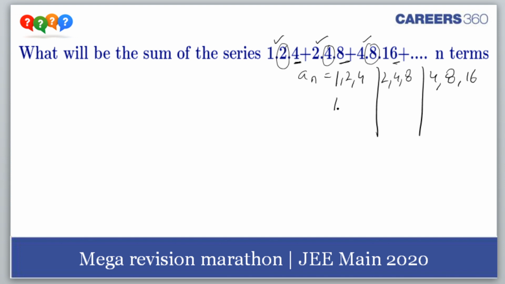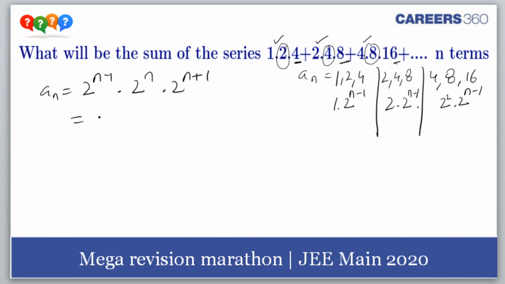Nth term here would be A R raised to power n minus 1. First term is 2, common ratio is 2, and for 1 I'll get 1, for 2 I'll get 2, n minus 1. Am I right? And this would be 2 of square into 2 raised to power n minus 1. So if I multiply it, I get 2 raised to power n minus 1, 2 raised to power n, 2 raised to power n plus 1. Am I right? So what do I get? I get 2 raised to power 3n. That is the nth term. So sum to n terms would be summation 2 raised to power 3r, r is equal to 1 to n.